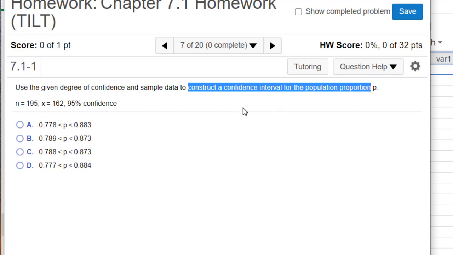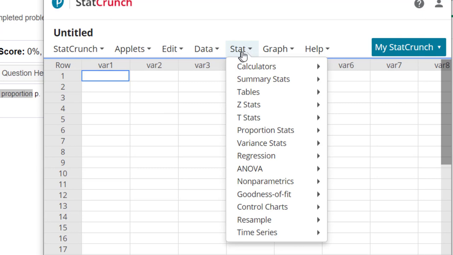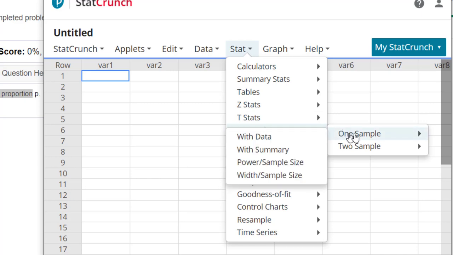So what we want to do in StatCrunch is go up here where it says Stat at the very top. For us, we're wanting to do proportion stats. Now, we only have one sample. In almost all your problems, that's what's going to be the case. You'd have to have two N's and two X's if you had two samples.